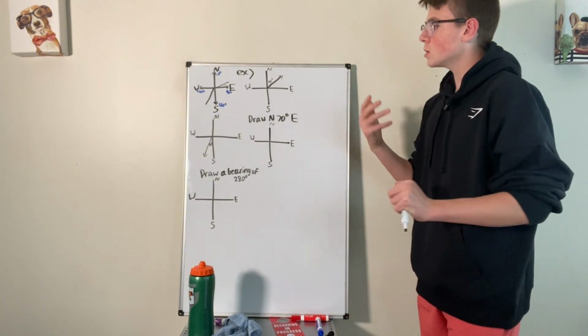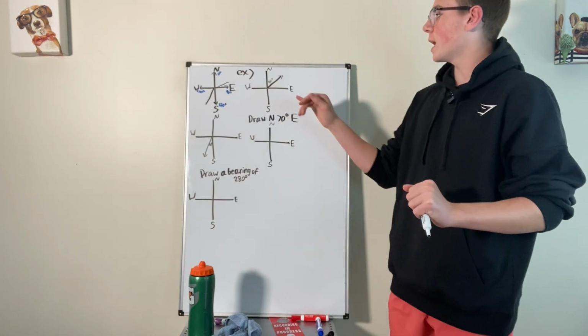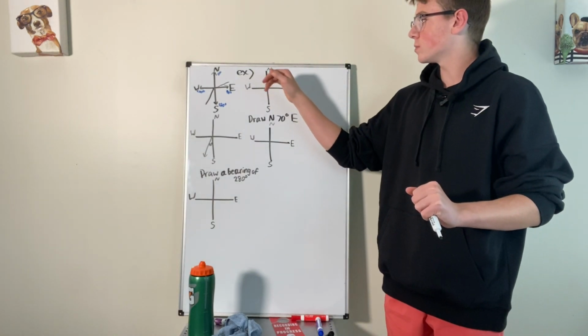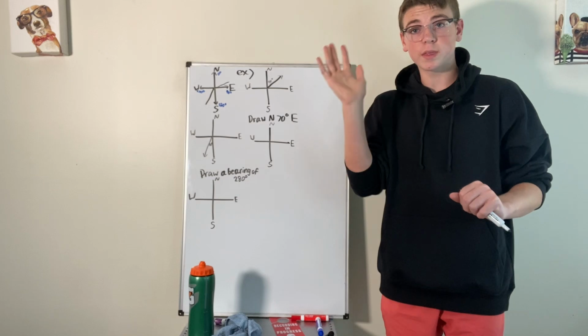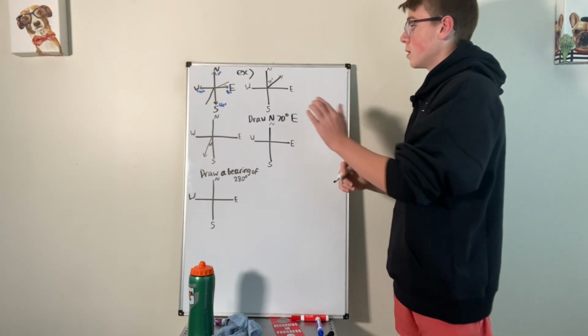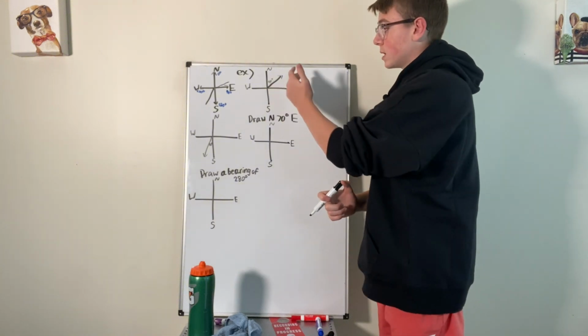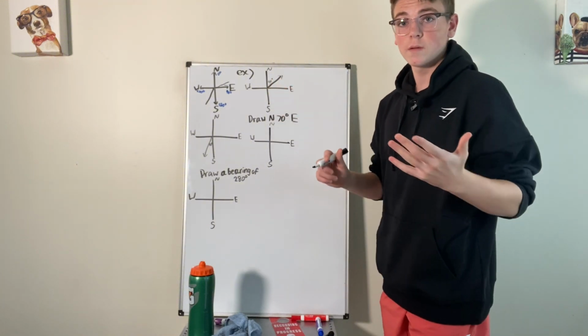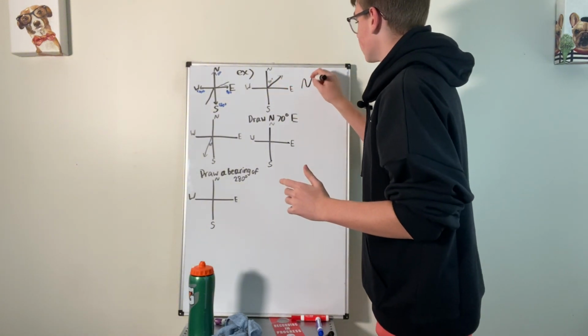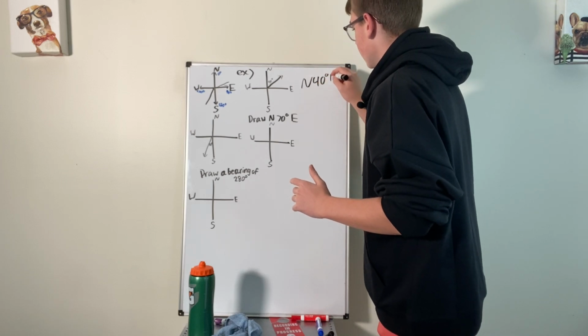Okay, so some examples. If we have 40 degrees right here, it's coming off the north angle, right? This would be northeast, clearly. And since it's connected to north, it's north 40 degrees east. So north 40 degrees east.